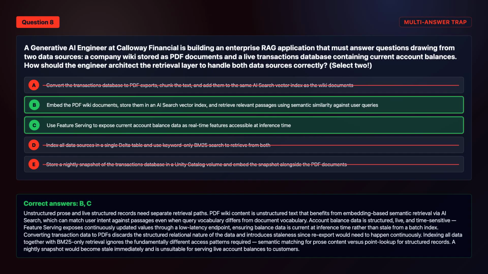Converting transaction data to PDFs discards the structured relational nature of the data and introduces staleness, since re-export would need to happen continuously. Indexing all data together with BM25-only retrieval ignores the fundamentally different access patterns required. Semantic matching for prose content versus point lookup for structured records. A nightly snapshot would become stale immediately and is unsuitable for serving live account balances to customers.